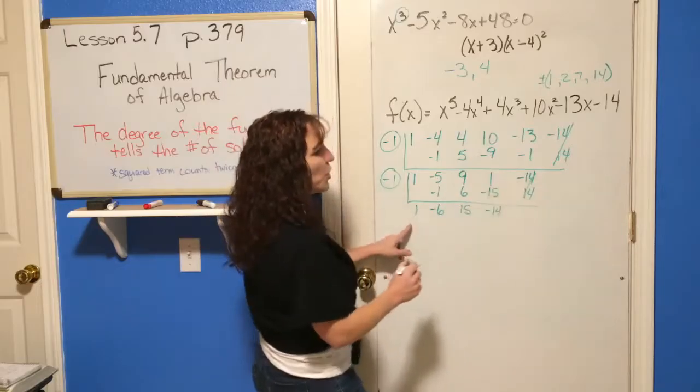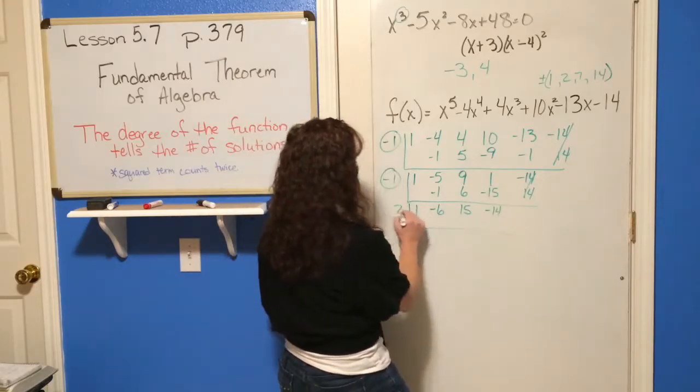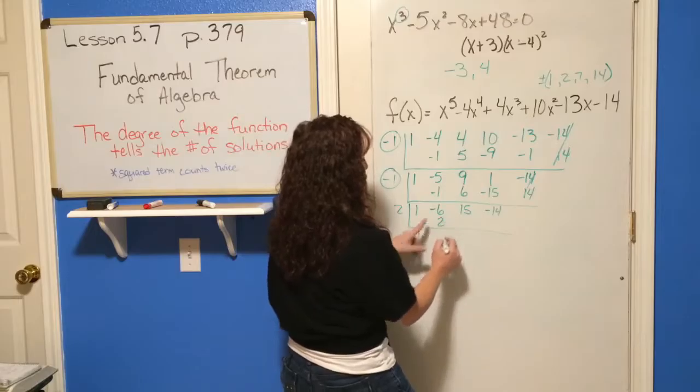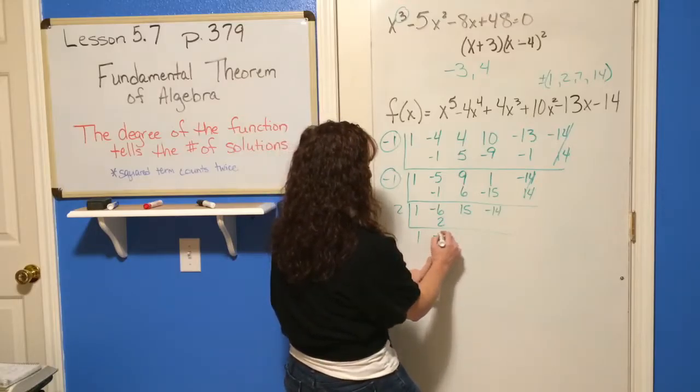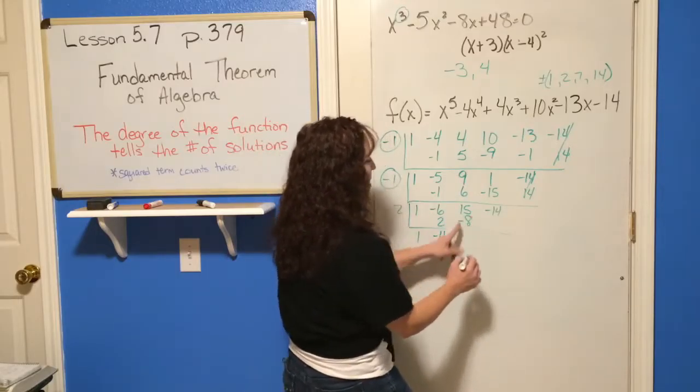All right, so then did you try 2 after that? Bring down a 1. 1 times 2 is 2. Negative 6 and 2 are negative 4, times 2 is negative 8.